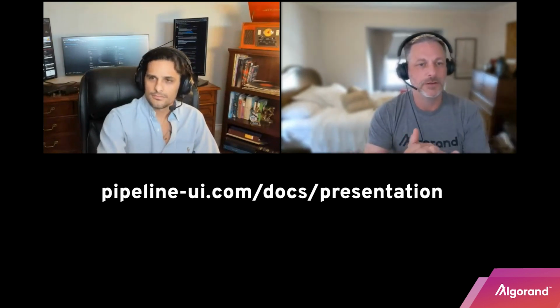How else should developers be connecting with you and your project? So a great place to start is on GitHub or through the Pipeline UI website, because that's where we're doing a lot of the development. But also on Twitter, we're pretty active on Twitter, and then Reddit as well. And we're going to start getting really active in the Algorand developer Discord as well moving forward.